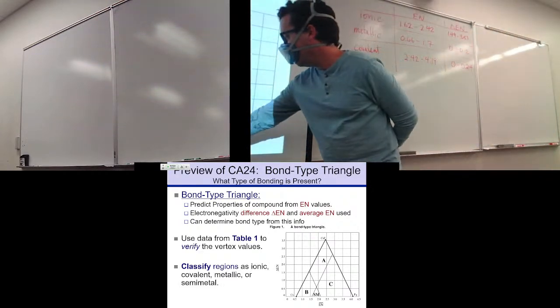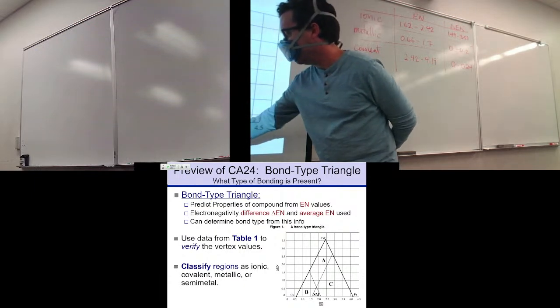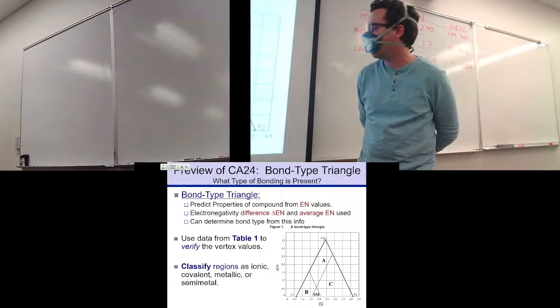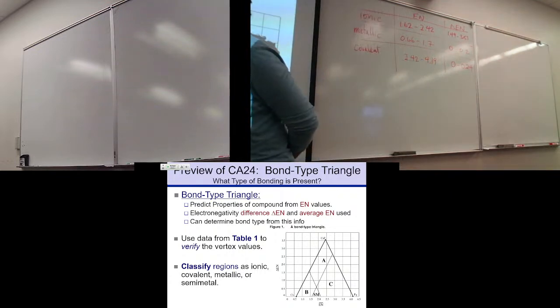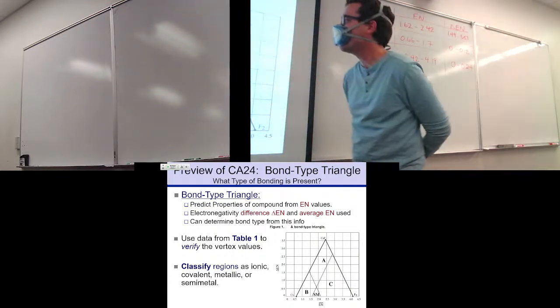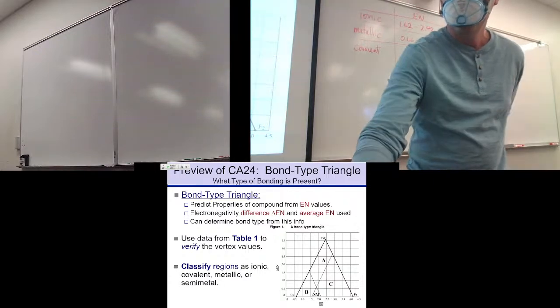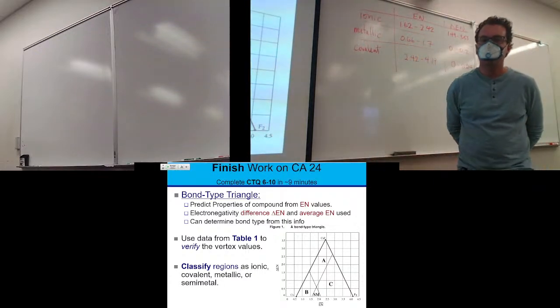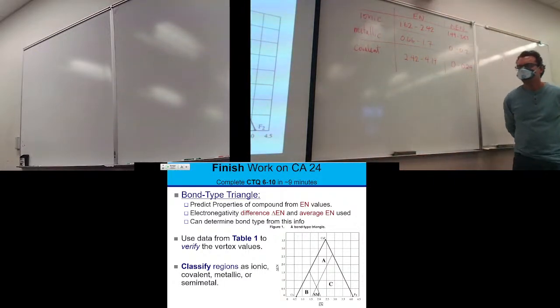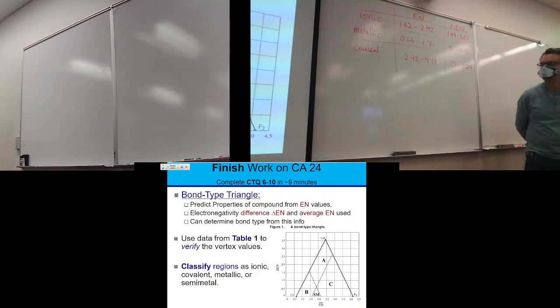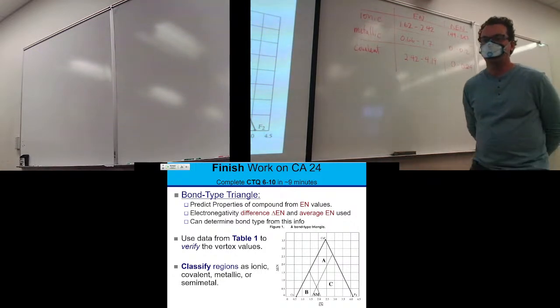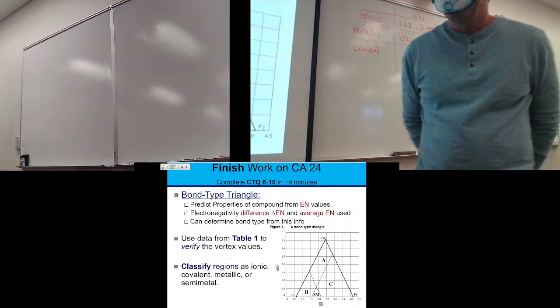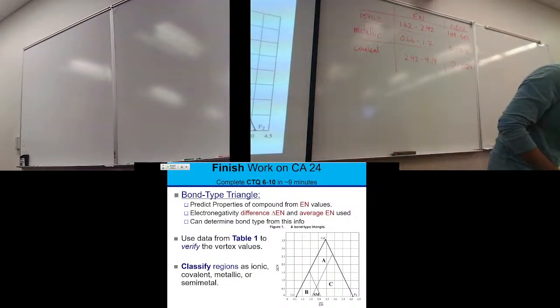This is using data that we're already familiar with. We have the average electronegativity on the x-axis. We've got change in electronegativity on the y-axis. And so let's start just by going through questions 6 through 10, just kind of getting comfortable with looking at this triangle and understanding what we can get from it. So, 6 through 10.